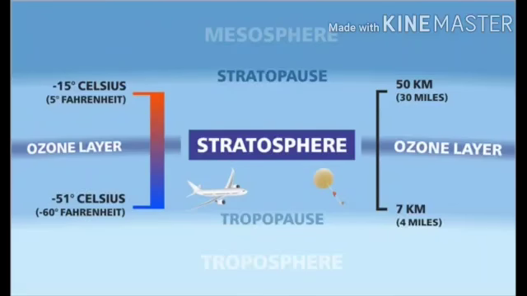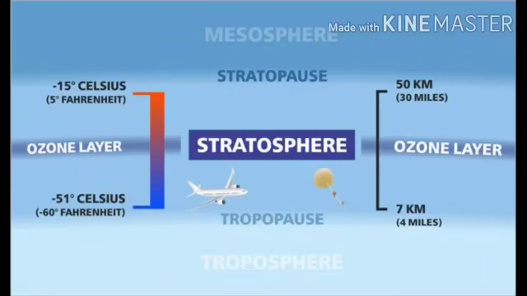In this stratosphere the aeroplane moves, especially in the tropopause area the aeroplane moves, and there is a very important layer called the ozone layer. The ozone layer is present in the stratosphere. In the stratosphere, the ozone layer protects us from the ultraviolet rays that are emitted from the sun. The ozone layer stops the penetration of the ultraviolet rays to the earth.